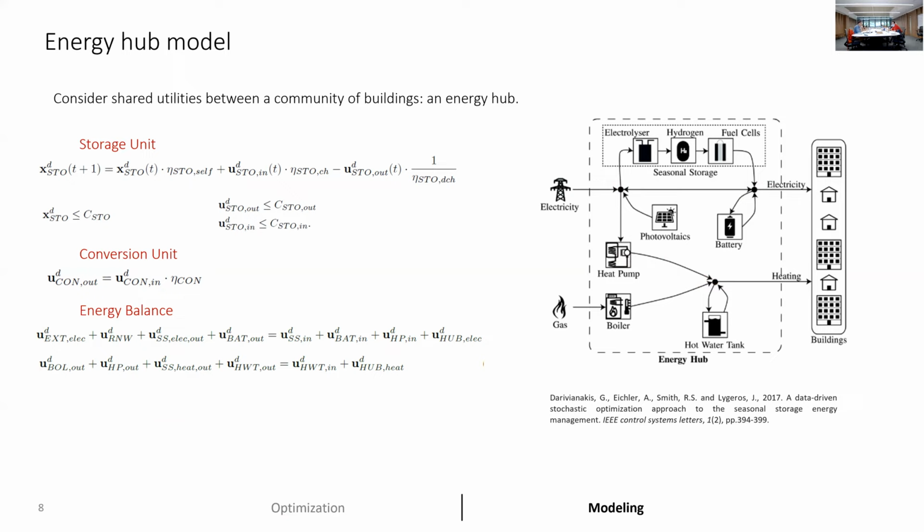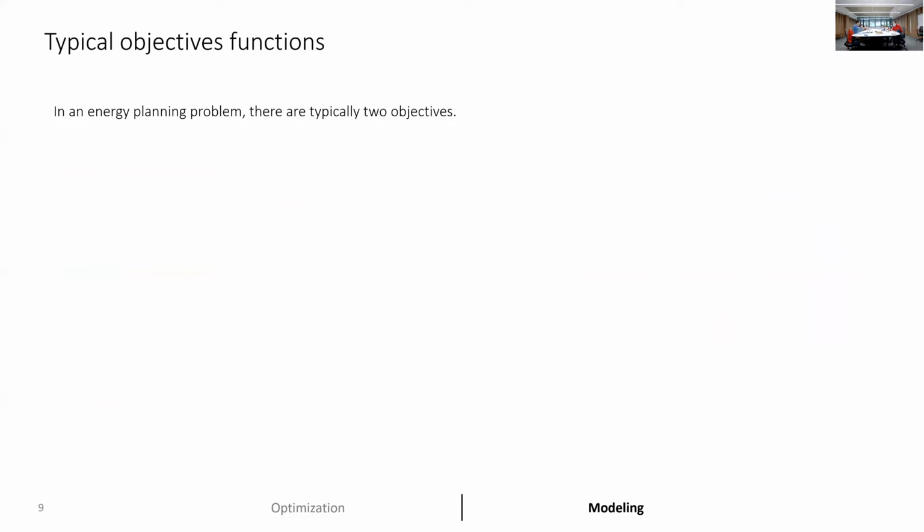And the objective function for this system could be, for instance, to minimize the electric and gas costs that you get from the grid input over here, so that the system can perform best. Okay, I'll present some typical objective functions.